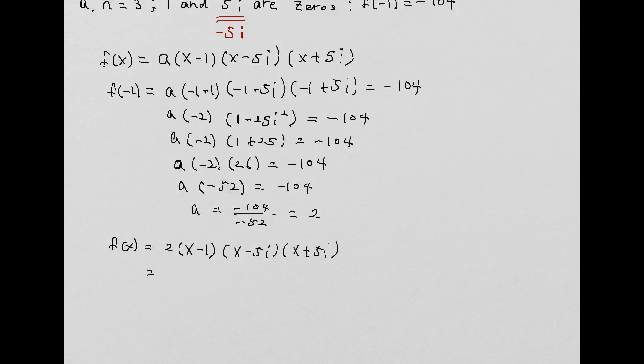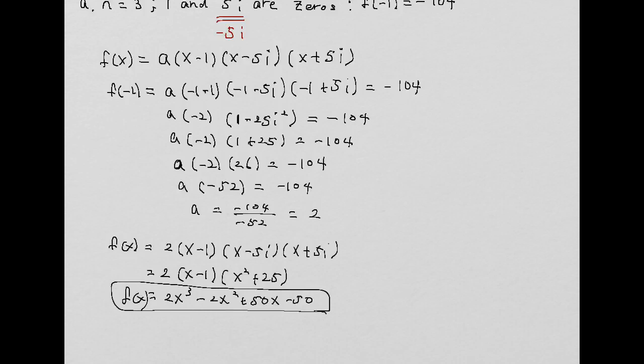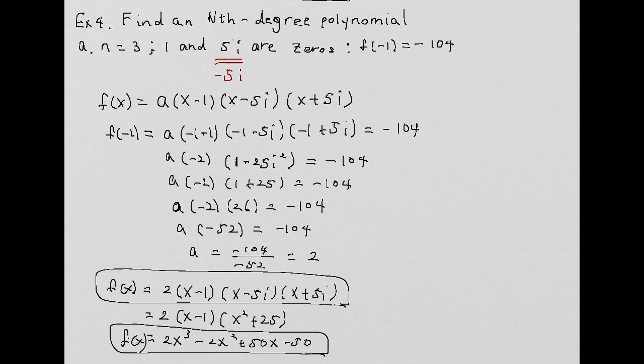Or if you wanted to go a little further, you could even say 2 times x minus 1 times, when you foil this, you get x squared plus 25. If you go to standard form of that function, you're going to foil this and distribute the 2. You end up getting 2x cubed minus 2x squared plus 50x minus 50 as your f of x. And you can pick any of these formats, depending on how they're asking. If they want the factor form, this is the factor form. If they want the standard form, this is the standard form of the function that satisfies these given conditions.